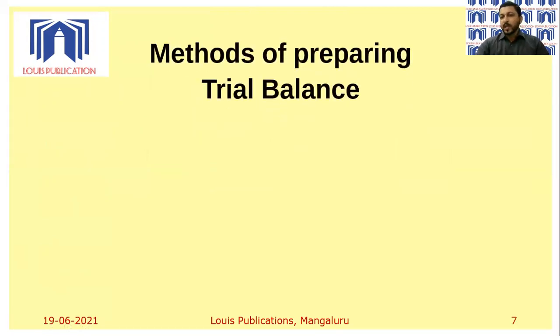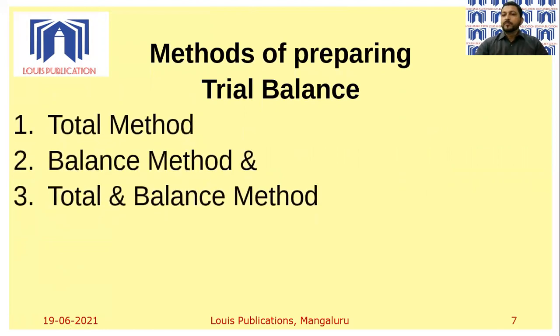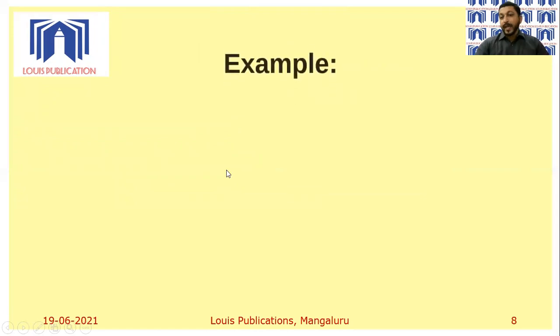Let's move further to the next concept, and that is methods of preparing trial balance. Basically, we have three methods of preparing trial balance. We have the total method, the balance method, and the total and balance method. So let us understand how these methods are prepared. I want you to focus on the first two because the third method will come very easily, as it's a combination of the first and the second one. What do we take to prepare a trial balance under the total method? What do we take under the balance method? And third, we take both total and balance. We will understand this with a clear-cut example.